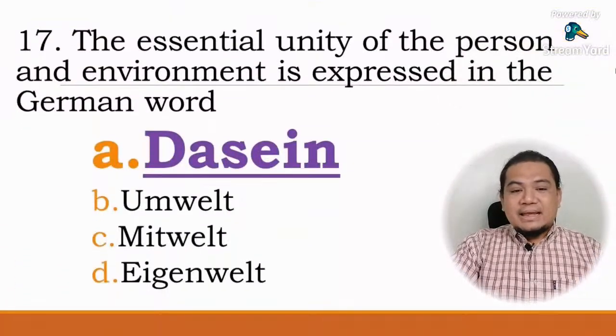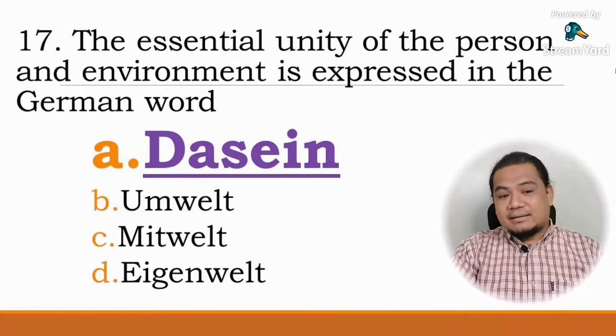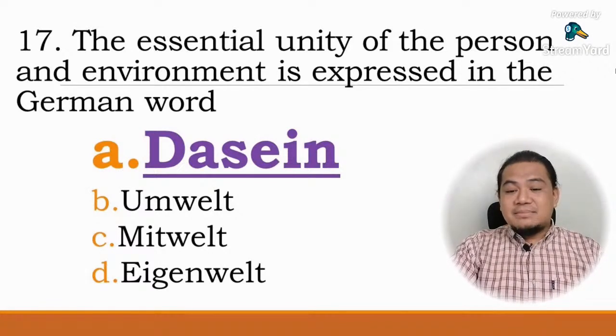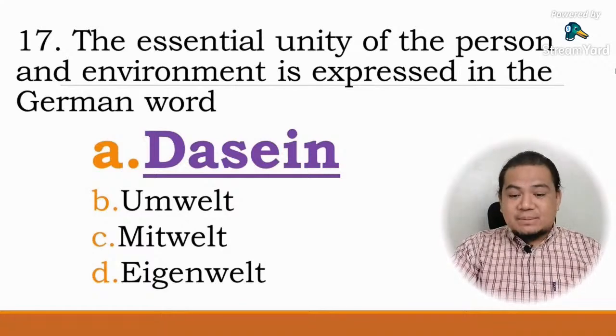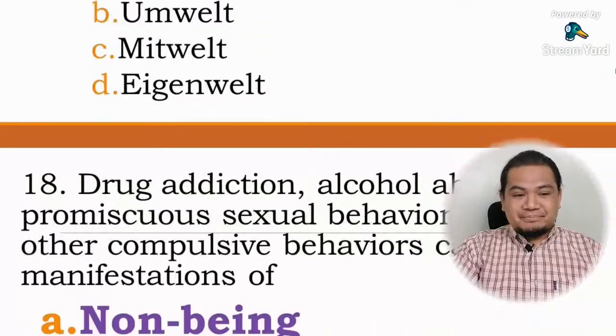Number 17. The essential unity of person and environment is expressed in the German word. The answer is letter A, dasein. The basic unit of person and environment is expressed in the German word dasein, meaning to exist there. Hence, dasein literally means to exist in the world and is generally written as being-in-the-world. The hyphens imply a oneness of subject and object, of person and world.